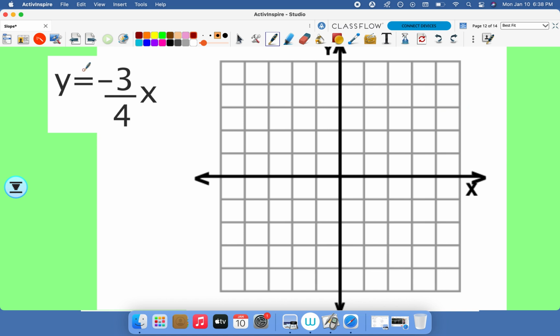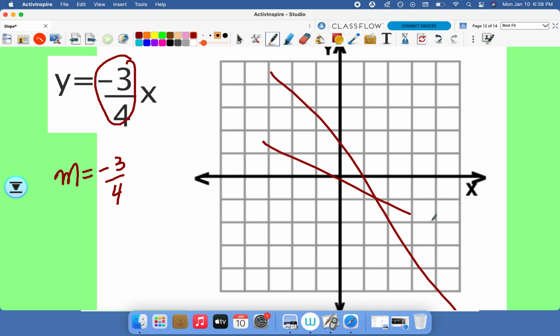Okay, so y equals -3/4 x. I need the y-intercept here, right? I need 1 point. I know that my slope is negative. M equals -3/4. My slope is negative. Therefore, my line is going to look like this, going down. However steep it is, it goes down.